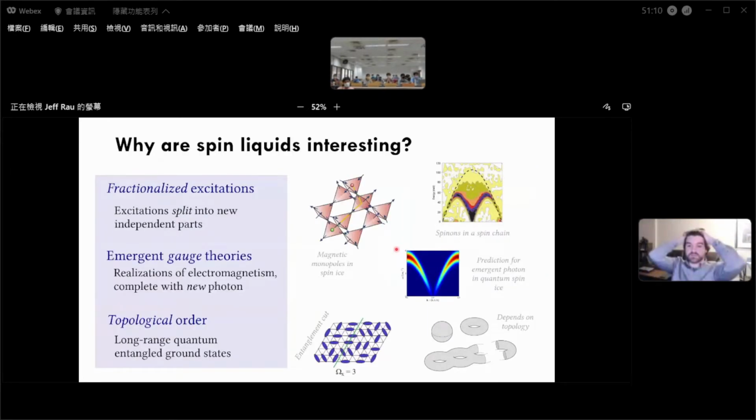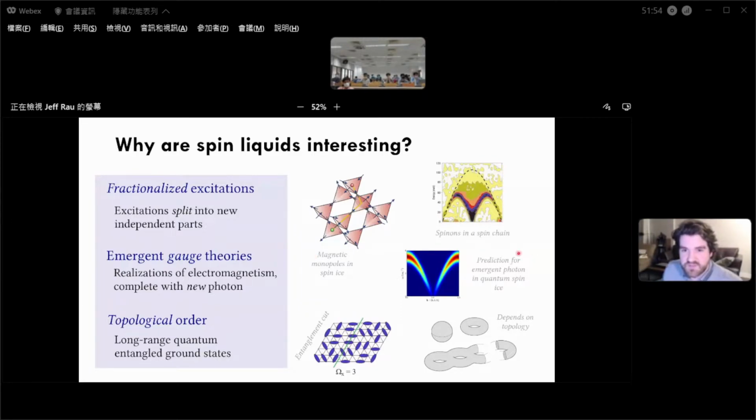So why are these states interesting? This is really just a top line. When we talk about the two examples, I'll show you these three features in detail for each one of them. But the top line statement here is, because these things are distinct from that trivial paramagnet, they typically come with some very unusual features. In particular, the excitations are typically fractionalized. So the canonical excitations you might expect in a magnet are split into new independent parts. As we'll see in a minute, in spin ice you have magnetic monopoles, which are sort of like half a magnetic dipole.